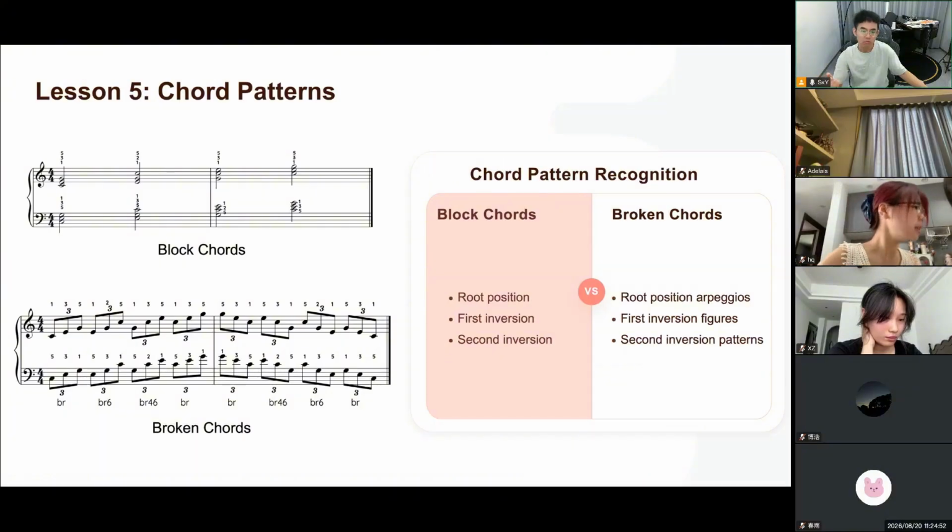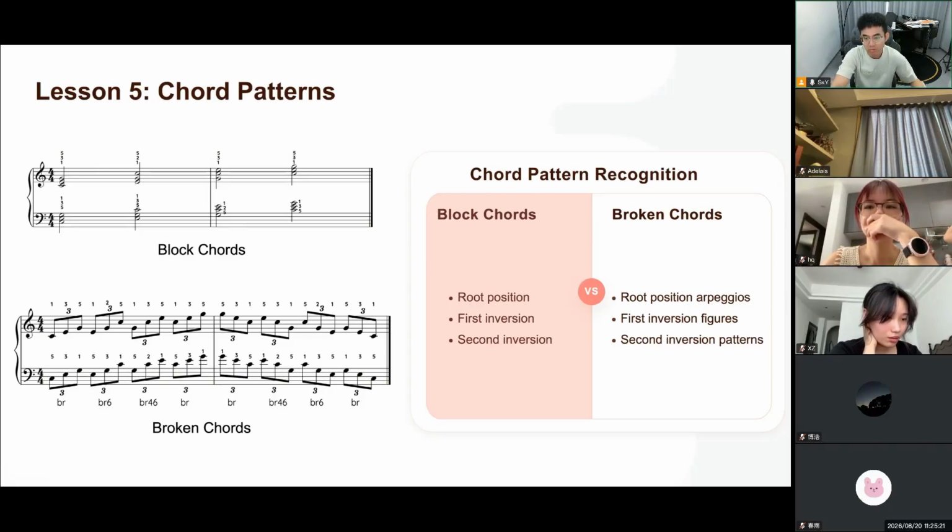Root position, right hand 1, 3, 5. Look at the score. We can see the fingering. Okay, next one, left hand 1, 2, 1, 3, 5. First inversion, right hand 1, 2, 5. Left hand 1, 3, 5. Second inversion, right hand 1, 3, 5. Left hand 1, 2, 1 to 5.